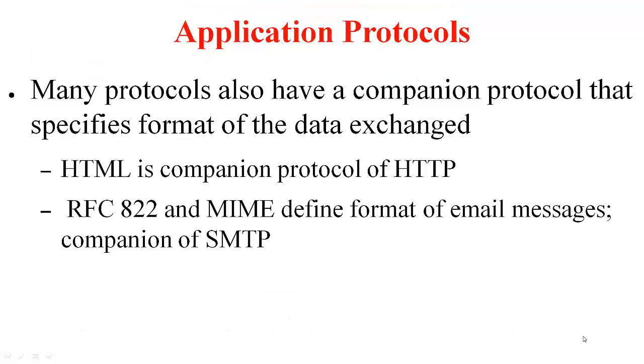Many of these application protocols also have a companion protocol that specifies the format of the data exchanged. For example, with the web service, you have the HTTP protocol associated with it, and the companion protocol of HTTP is HTML, which I'm sure all of you are aware of. HTML tells you how the web page should be rendered in your web browser. Similarly, SMTP, which is the protocol associated with email, has two companion protocols. One is RFC 822 and MIME, and these define the format of email messages.